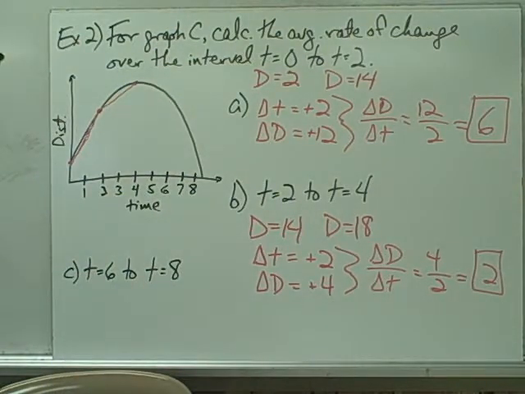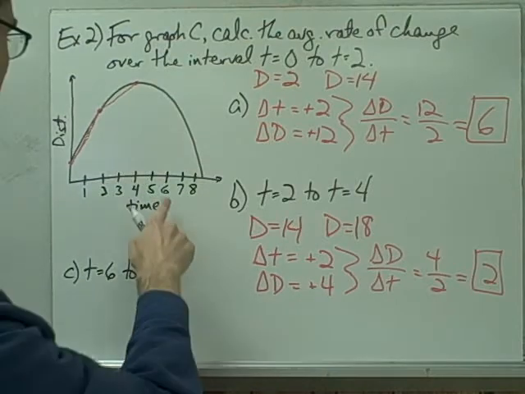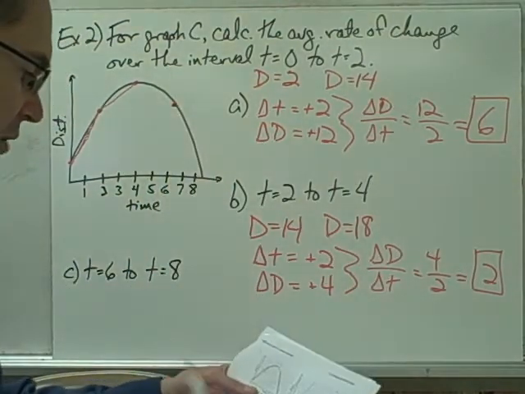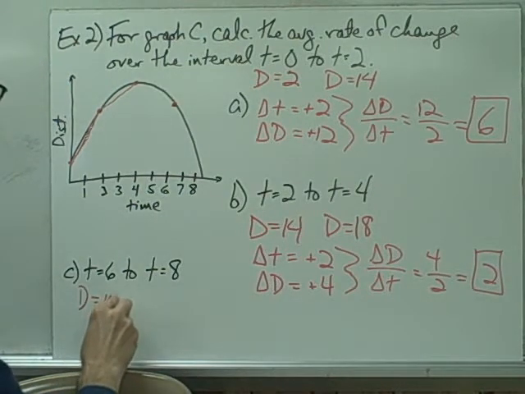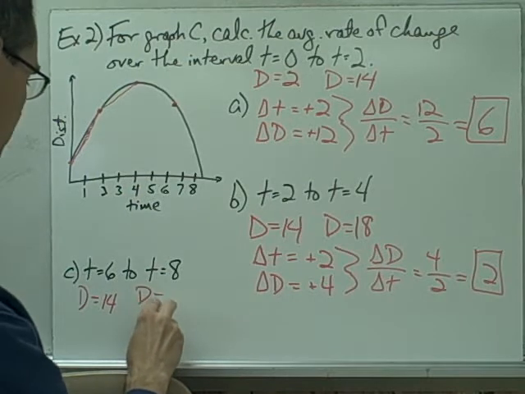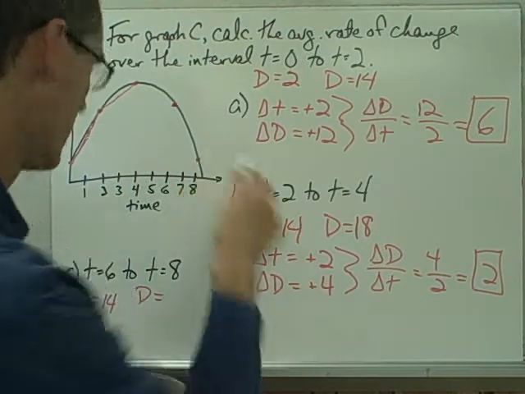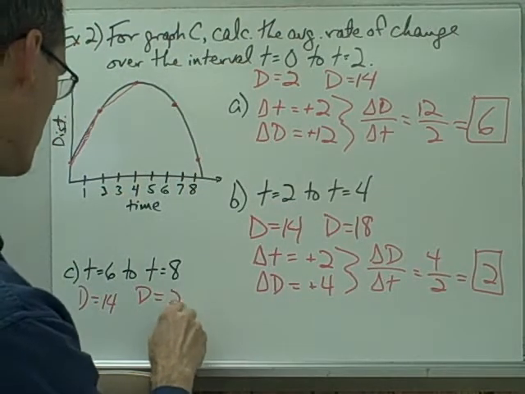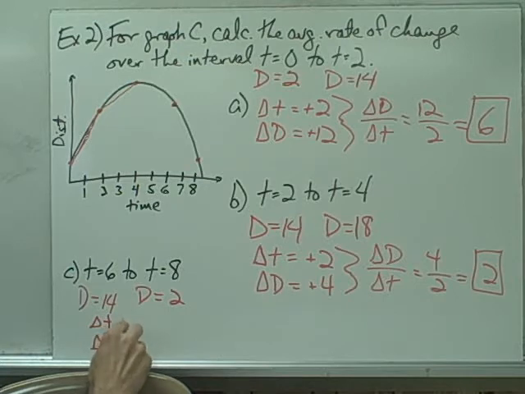Let's do one more. What's the average rate of change of this function from t equals 6 to t equals 8? So t equals 6 is right here, and I read off my graph that for t equals 6, d equals 14. And for t equals 8, which is down here, d equals 2. All right, so let's see. I want to calculate delta t and delta d.